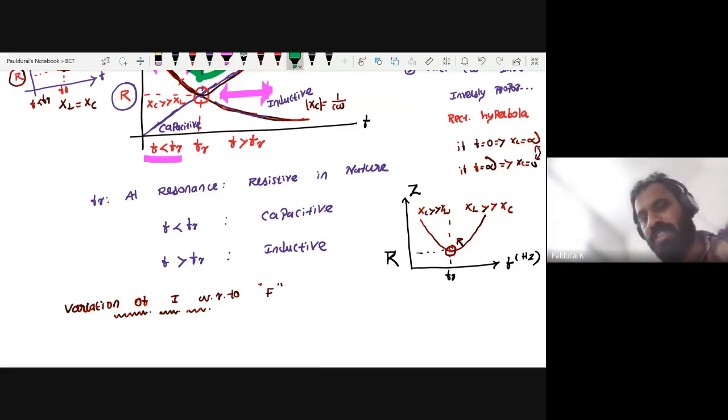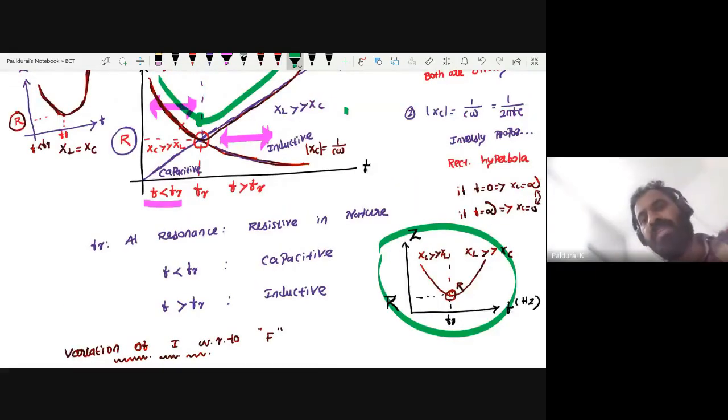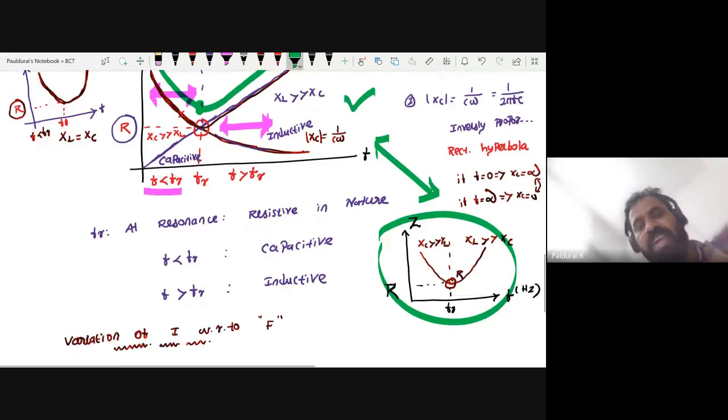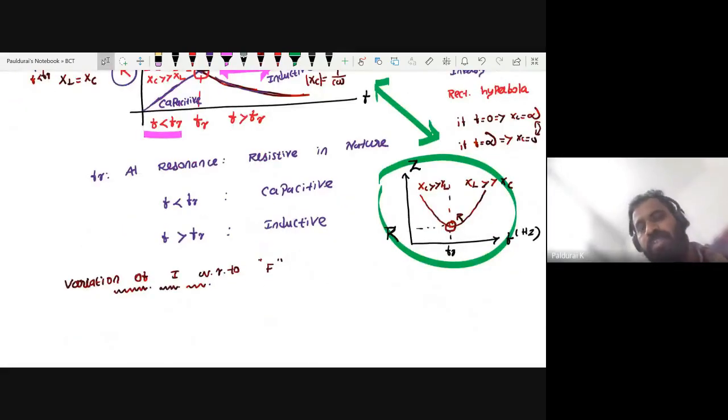So this curve, you know how it came, by sketching these two. From this diagram, you know how to sketch this. Now my question: variation of current with respect to frequency. What is the relationship between current and impedance? From Ohm's law, V equal to I times R, so I equal to V by R. So current I and impedance are inversely proportional to each other.